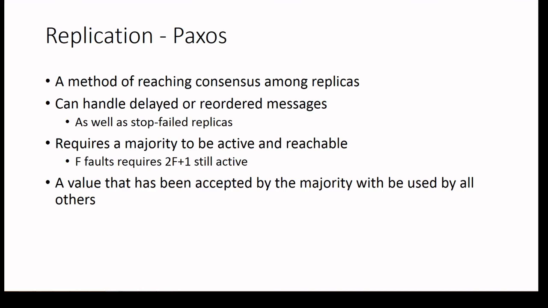It can handle messages that arrive late. It can handle messages that arrive out of order. It can handle messages that arrive in order. It's a very robust consensus algorithm. It requires a majority to be active and reachable. That means it can handle a relatively large number of failures, but only up to a certain point. It's basically a little bit less than half of them, a little bit less than a third of the systems can fail. If you've got F that failed, then you need two F still active. So it's about one third of the systems.